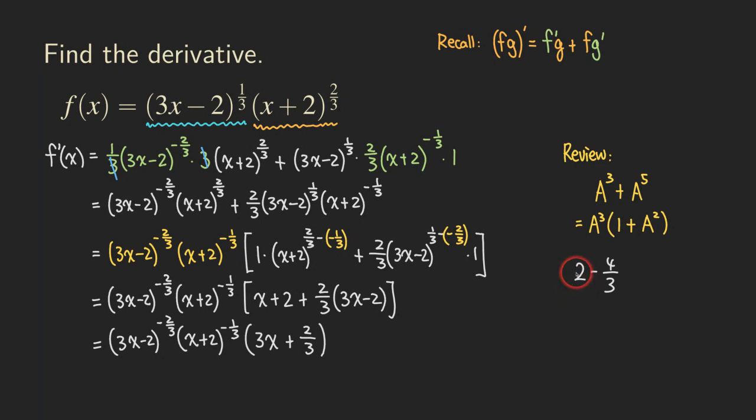Right? Because that would be 6 over 3 minus 4 over 3, and then we are getting 2 over 3. And that's it for the answer. Okay, so this form makes it a lot easier for us to find the critical numbers for this function. Okay, so that's it for this problem.